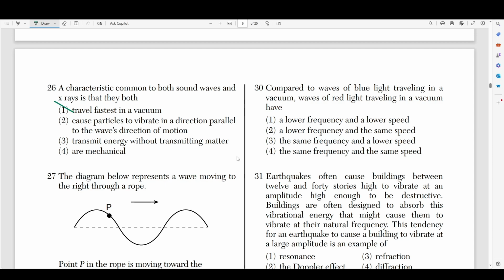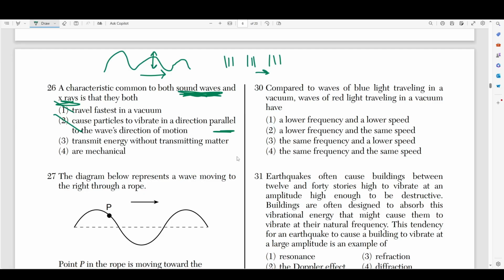Number 2 says causes particles to vibrate in directions parallel to the wave's direction of motion. This is false because sound waves are longitudinal, right? Versus X-rays, which are transverse, right? So X-rays go up and down and sound waves go left and right. So it's not parallel to the direction of travel because the direction of travel is this, but here they're moving up and down. So this is going to be perpendicular.